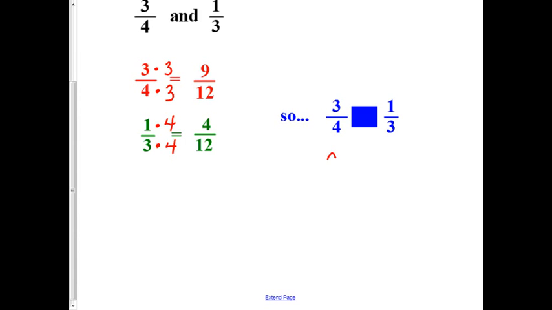Since 3/4 is equal to 9/12 and 1/3 is equal to 4/12, I know that 9/12 is greater than 4/12 because since the denominators are the same, I can just compare the numerators. 9 is greater than 4, so 9/12 is greater than 4/12. What that means is then that 3/4 is greater than 1/3. So I can always use a common denominator to compare fractions.